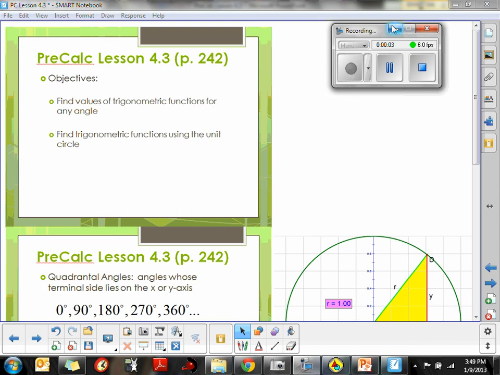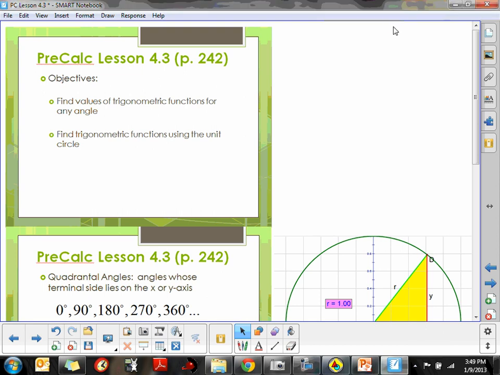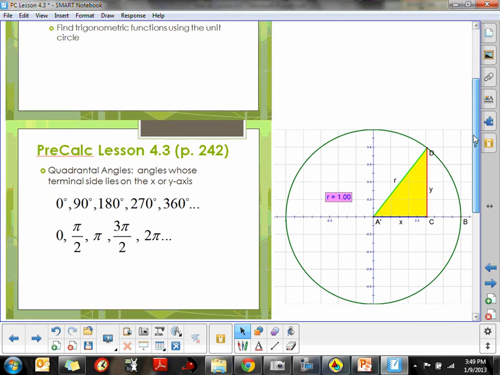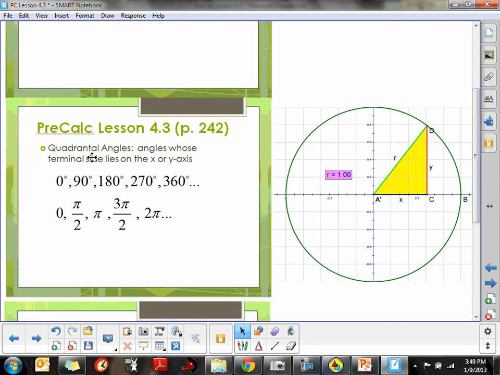In this next video, I'm going to attempt to show you the sine, cosine, and tangent of a special type of angle, which are called quadrantal angles. The first thing I want to do is define a quadrantal angle. Quadrantal angles are angles whose terminal side lies on the x or y axis. So it's an angle in standard position.